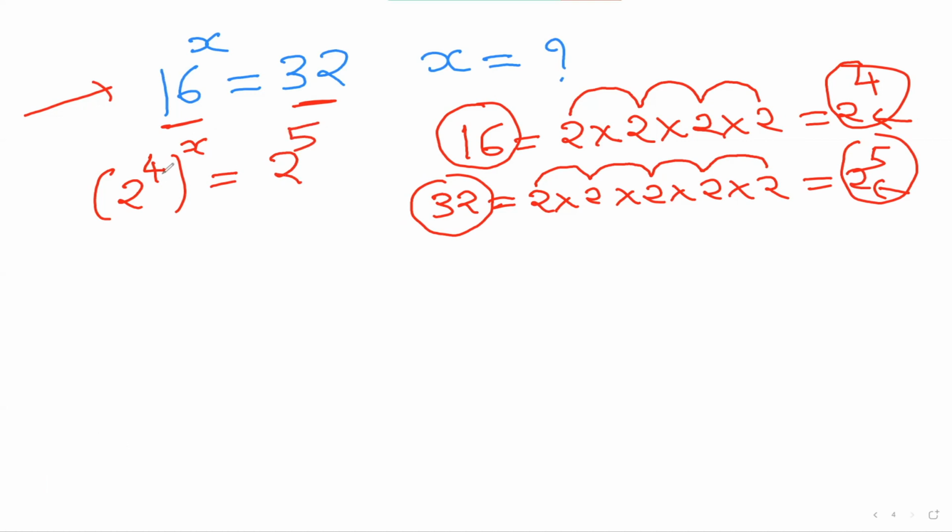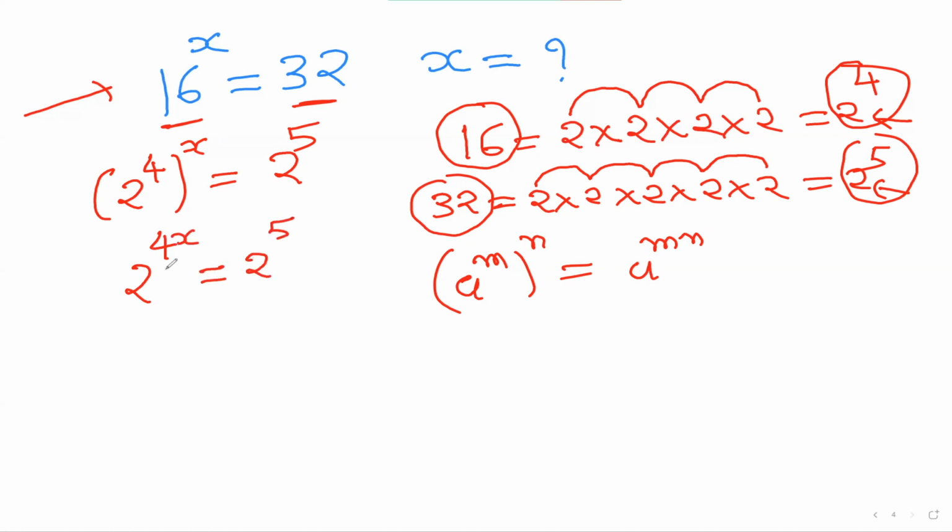Now, when there's a power, another power, then you multiply, because we do have a rule, a power m, and then another power n, then we make it a power mn, which is the multiplication of them. So 4 and then x will be multiplied. So 2 power 4x. And that is equal to 2 power 5.